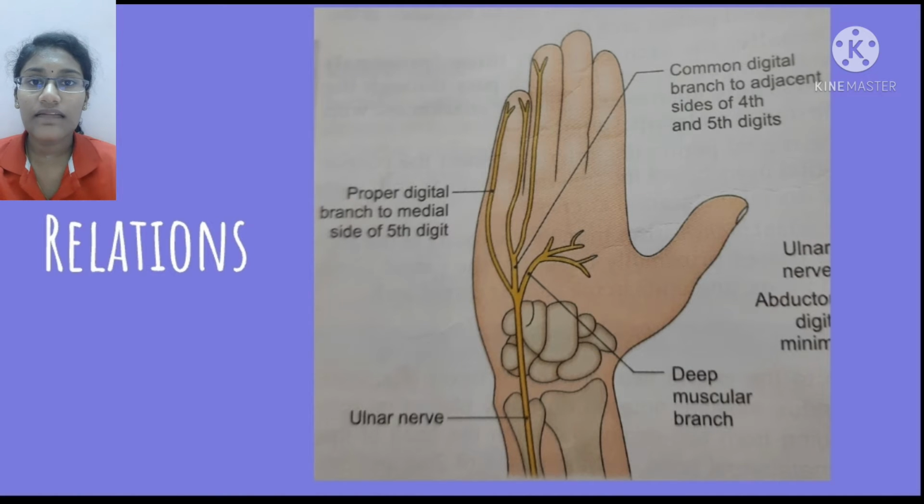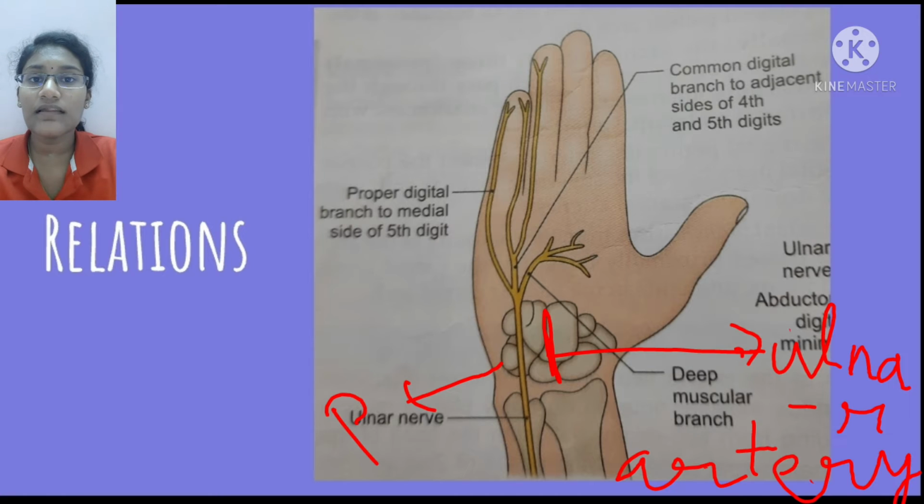Now let's go to the relations of the ulnar nerve. So the ulnar nerve in the elbow passes behind the medial epicondyle and in between the two heads of the flexor carpi ulnaris. And then in the forearm, it passes medial to the flexor digitorum profundus muscle. And then in the wrist region, the ulnar nerve passes superficial to the flexor retinaculum between the pisiform bone and the ulnar artery. So that is about the relations.